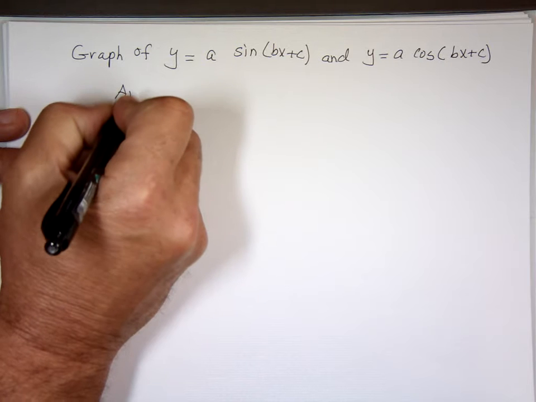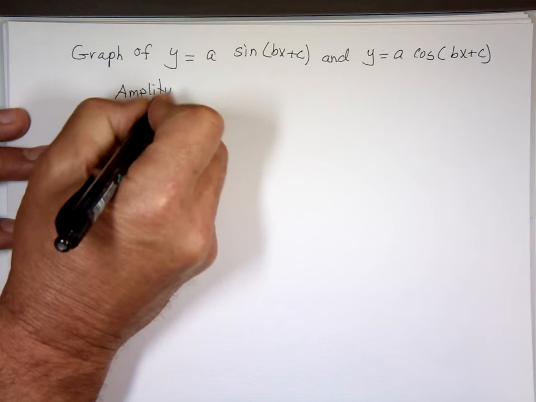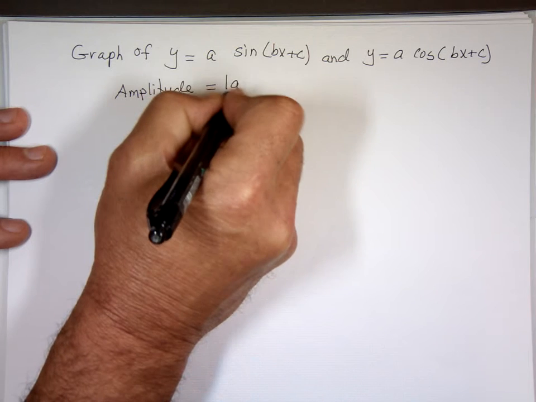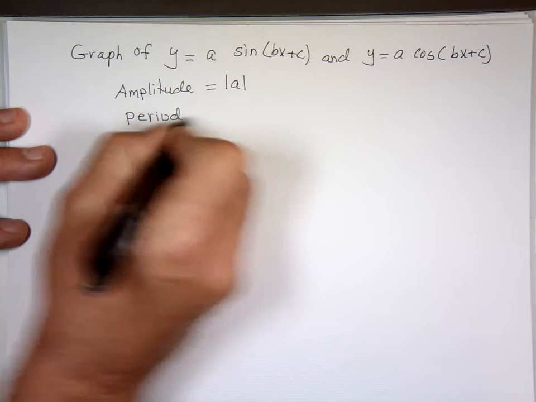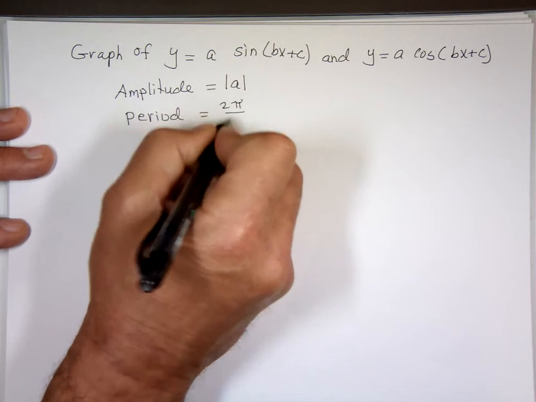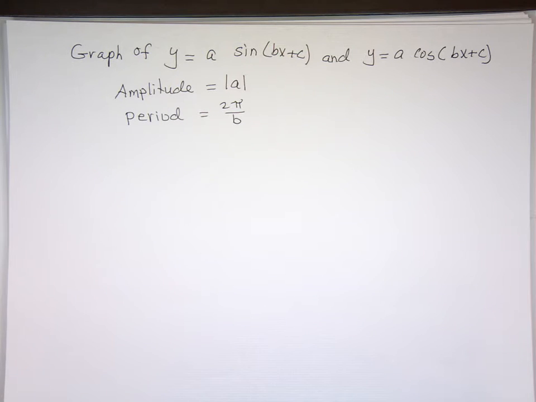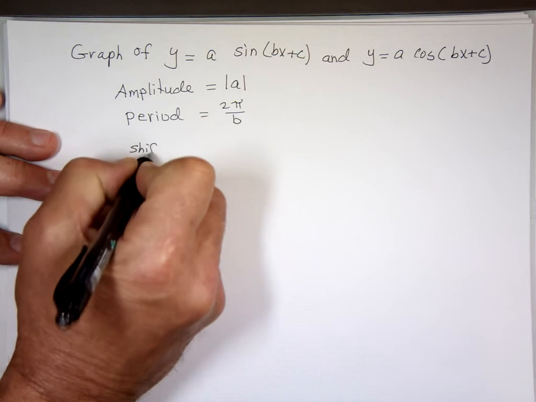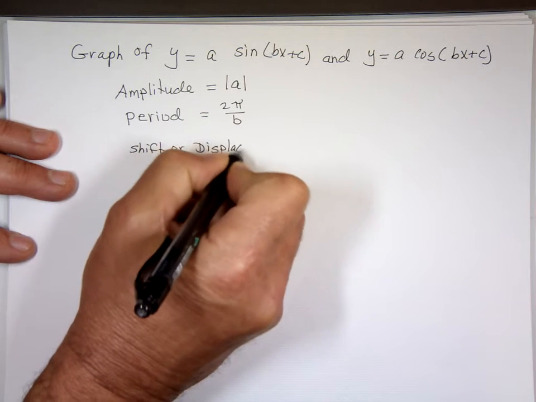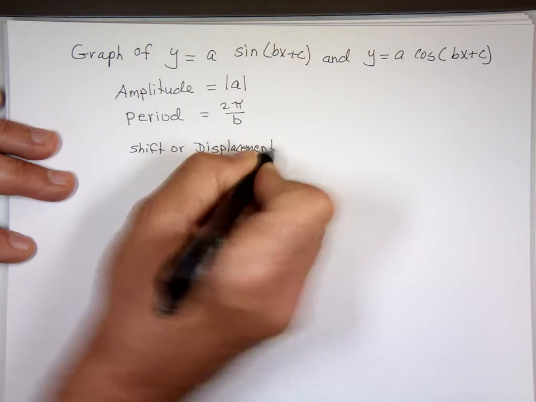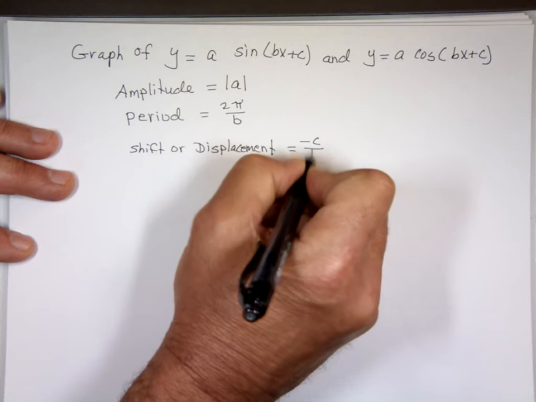So we know the amplitude is the absolute value of A. We know the B controls the period. The period is 2 pi divided by B. So what is then that C there? That's called the shift or displacement. Shift or displacement. It depends which book you grab there. And that's defined as negative C divided by B.